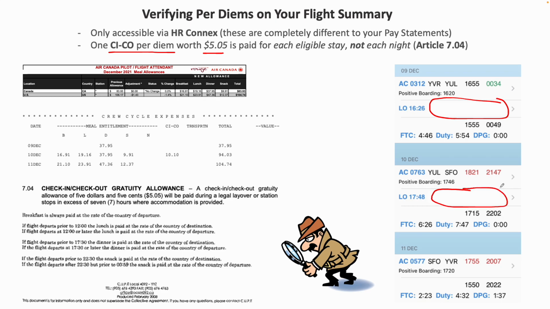If we multiply $5.05 by 2, that comes out to $10.10, and we can see that paid here in the check-in, check-out column in crew cycle expenses. So we have been given our check-in, check-out correctly. That is used for tipping when we are on layover, going to and from different hotel properties.